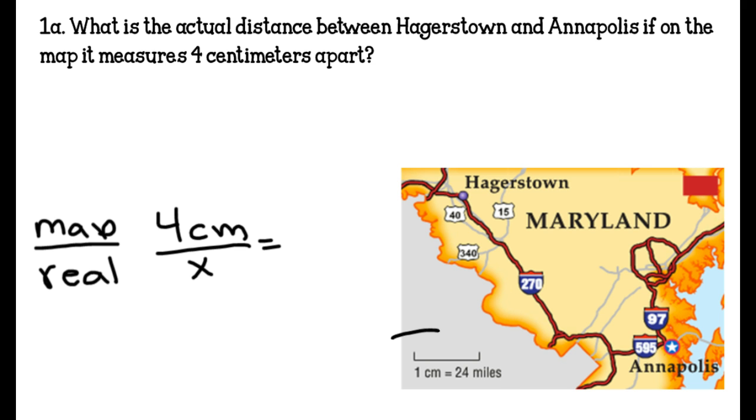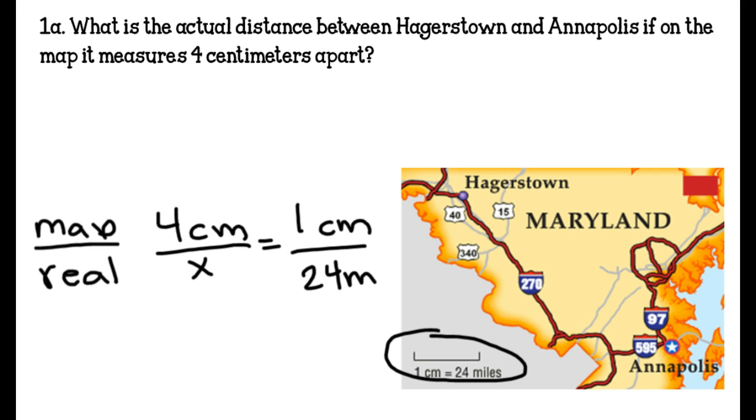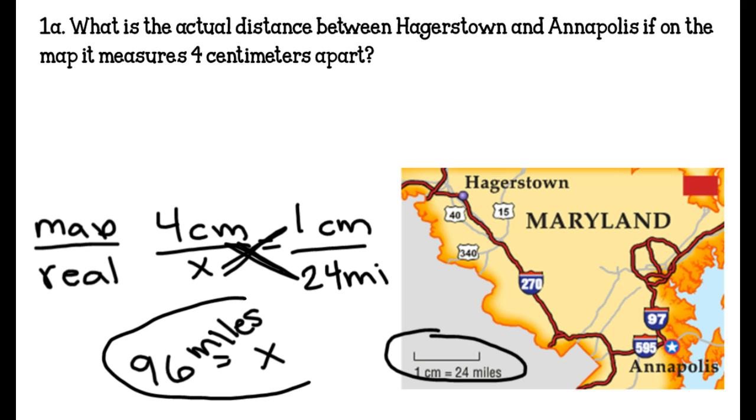If you look, the scale says that for every 1 centimeter on the map, it is actually 24 miles in real life. So we take 4 times 24, and that gets us 96 equals, and then we take 1 times x, so x equals 96 miles is how far they really are apart. I circle it, and that's my answer.